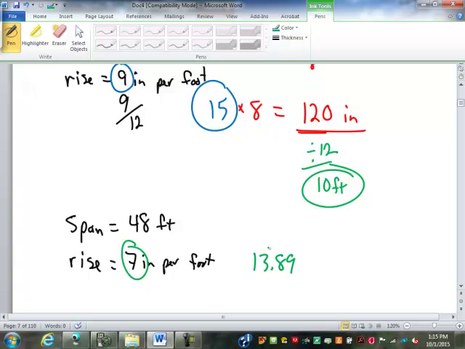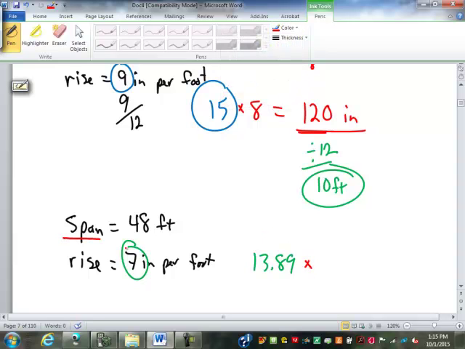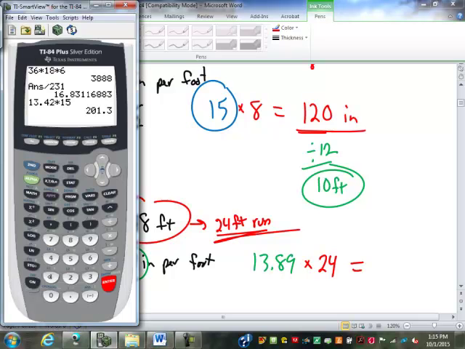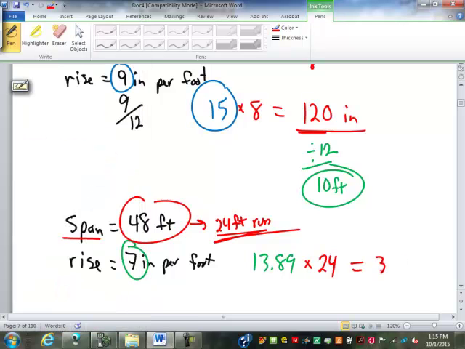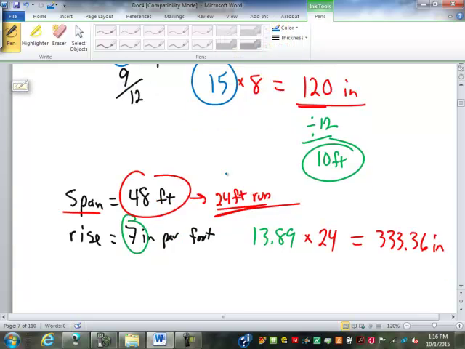So what am I going to multiply that 13.89 by? Not 48. 48 is the span. I'm going to multiply by 24. Remember, the run is half the span. So a 48-foot span is a 24-foot run. So 13.89 times 24 is 333.36. That is in inches. So now we've got to convert that into feet, inches, and eighths.